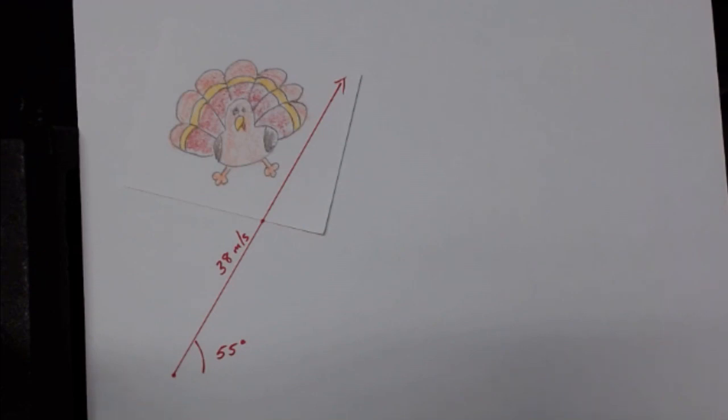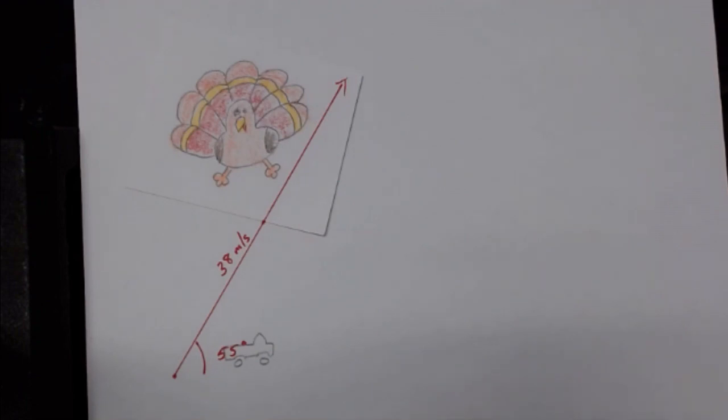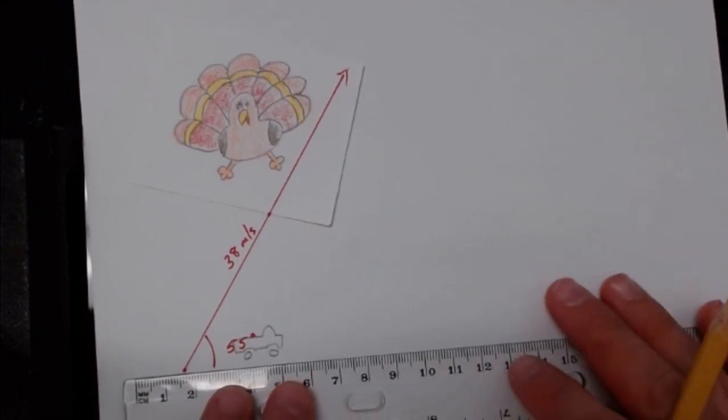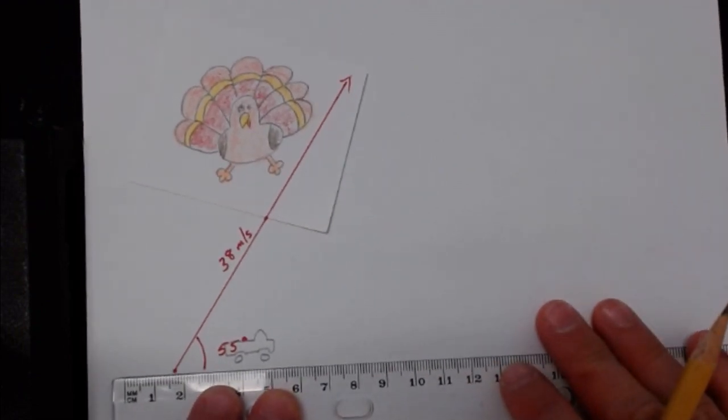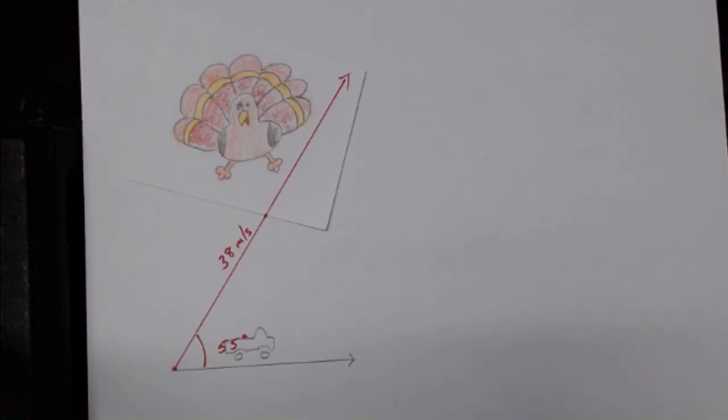Okay, so here's the question. If I've got a truck down here, and that truck has a little camera on the back, how do I know how fast I have to drive? Well, I know I want to stay directly underneath that turkey. So to solve for this x-axis, is this line adjacent to or opposite of that angle? It's adjacent, so am I going to use SOH CAH TOA?